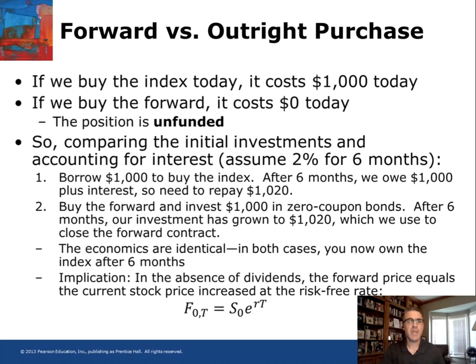The forward price is denoted by capital F, with subscripts indicating the beginning and ending of the time period covered by the contract, so time 0 and time capital T. This equals the current stock price, denoted by capital S sub 0, times an interest factor of e raised to the power of the risk-free rate R times the time period T.